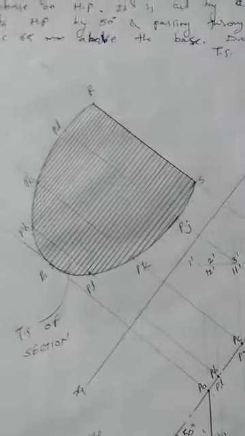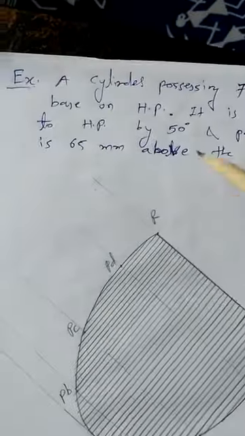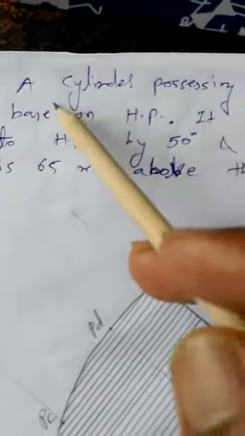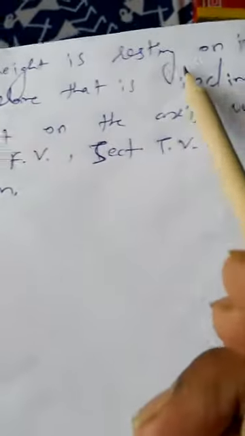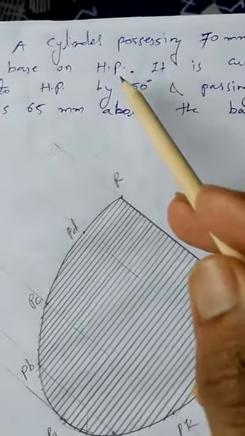Hello friends, the next problem of section of solids is with reference to a cylinder. We will have one narration first of all. A cylinder possessing 70 mm diameter and 80 mm height is resting on its base on HP.